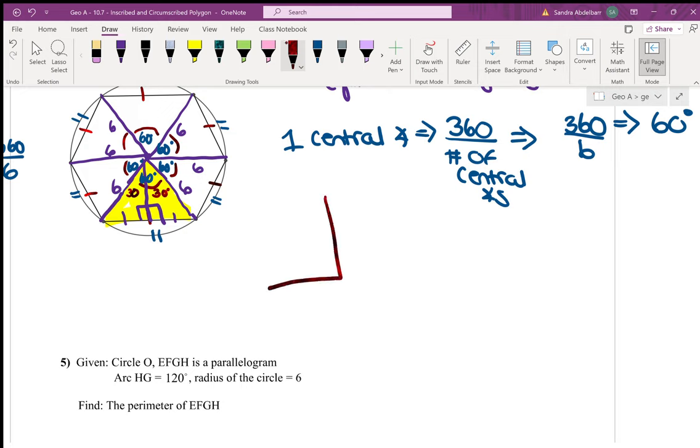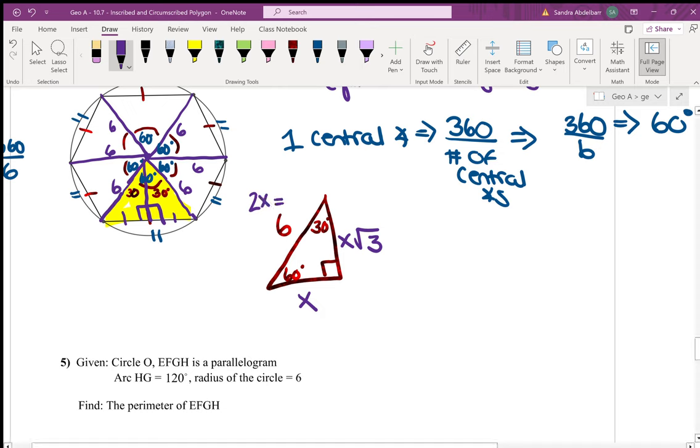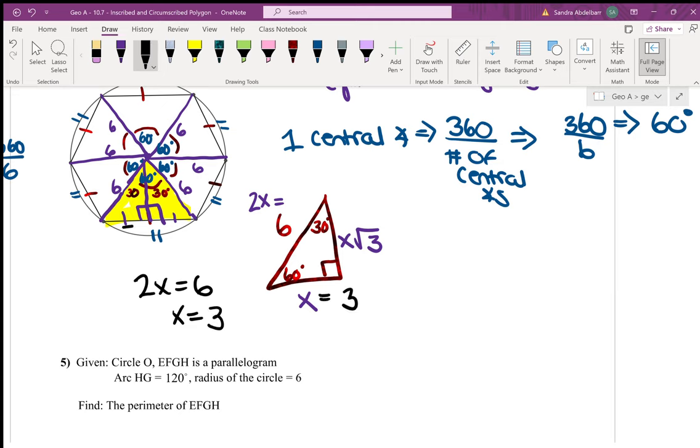So now I'm going to choose just one of those yellow triangles. And I know opposite the 30 is x, opposite the 60 is x root 3, opposite the 90 is 2x. Am I going too fast? Okay. All right, so now what is my equation? My equation is going to be 2x equals 6, so x will equal 3. That means this bottom side is 3. So if half the bottom side is 3, what's the full side? 6. 3 and 3 makes 6. Now that I know one side of the hexagon is 6, do I have enough information to find the perimeter? Yeah, because it's equilateral. So the perimeter is going to be 6 times 6, which is 36.